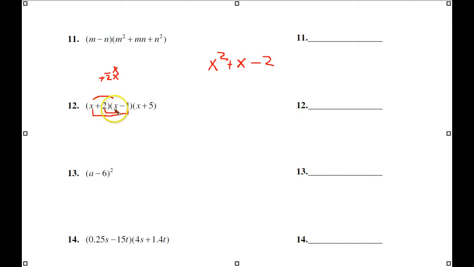So first, x squared. Outer's a negative 1, inner's a positive 2, which leaves you with a positive 1x. And then last, a negative 2. And now you put your next term, x plus 5. And you actually do this.